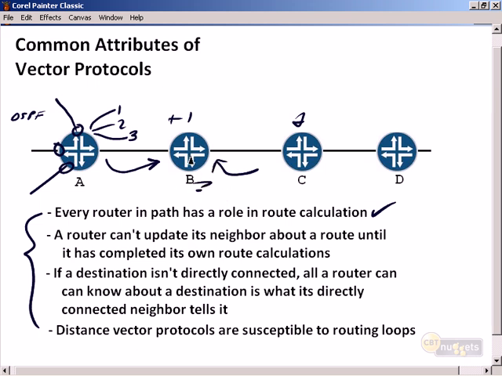Let's say the destination is not directly connected to B. Okay? Then all router B can know about that destination prefix is what its directly connected neighbor A and directly connected neighbor C tell it. Okay? It's routing by rumor. And by their nature, distance vector protocols are susceptible to routing loops, and they're also slow to converge.